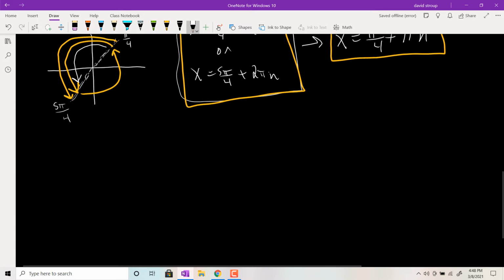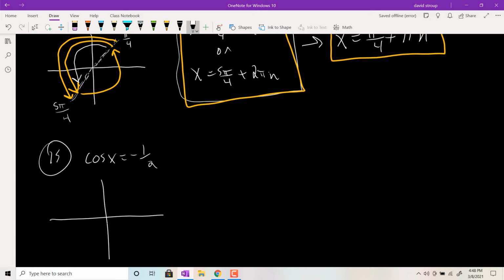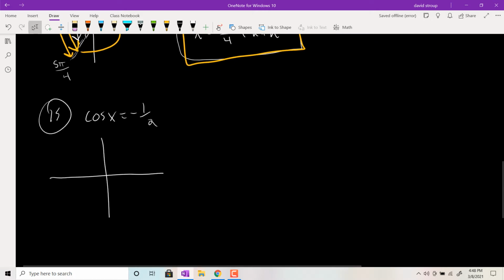Let's try 15. So here we have cosine of x equals negative 1/2. So you begin with the angle between 0 and 2 pi and look for your solutions. Pi over 3 is the reference angle, but we want cosine to be negative. So 2 pi over 3 is one solution. And another solution down here where cosine is also negative would be 4 pi over 3. So x equals 4 pi over 3.